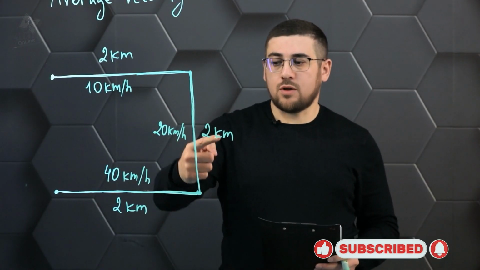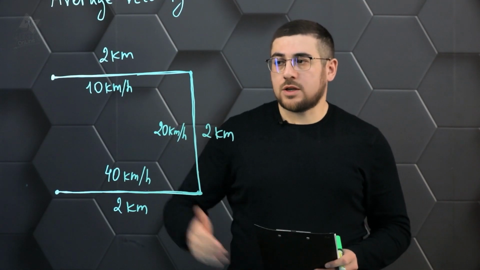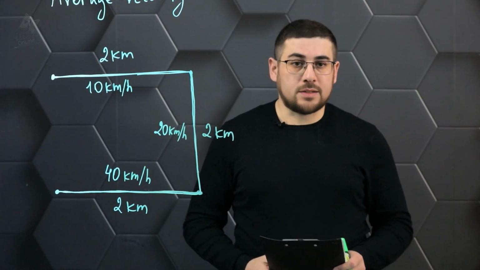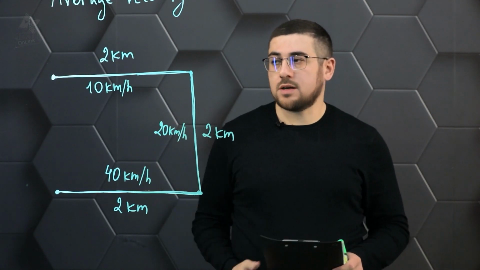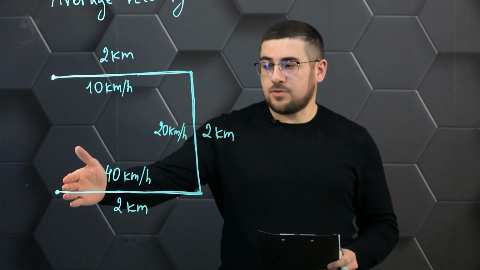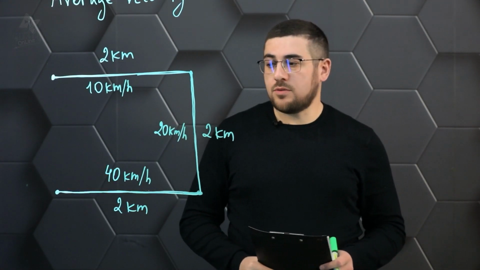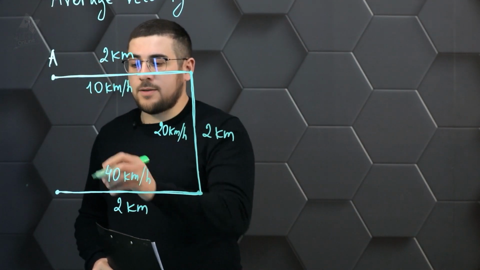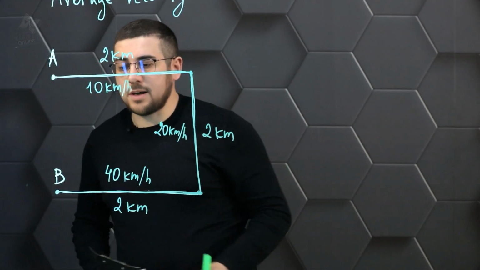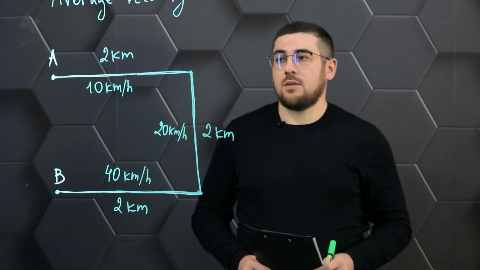Each section is 2 kilometers. And on each of these sections, the body moved at different speeds: 10 kilometers per hour, 20 kilometers per hour, and 40 kilometers per hour. Eventually the body hit a certain point, which we see in the figure. Let's label the initial point of motion, point A, and the final point of motion, point B.